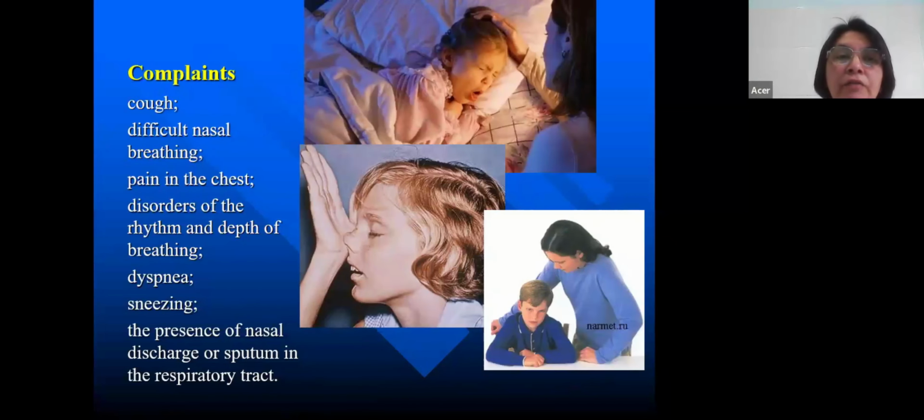Complaints. If patients with respiratory tract diseases come, you should ask about the next complaints. Cough, the most common complaint. Difficulties of nasal breathing. Pain in the chest. Disorders of the rhythm and depth of breathing. Dyspnea, sneezing. The presence of nasal discharge or sputum in the respiratory tract.